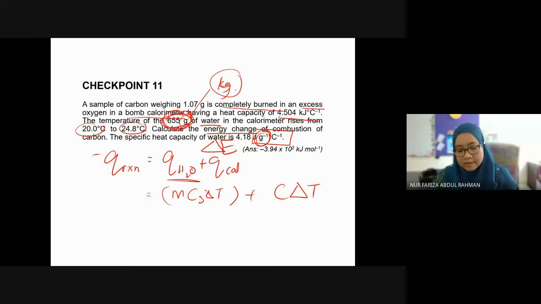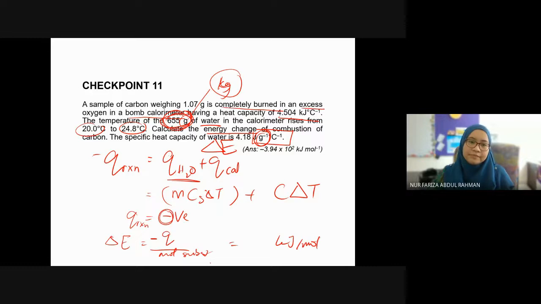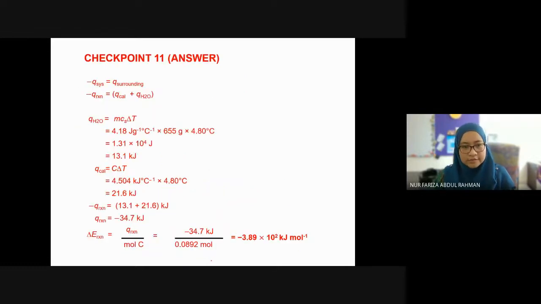Okay, alright. So just put it in, and don't forget you will get the Q reaction equal to a negative value. Right? Don't forget the delta E is equal to Q, so it should be a negative value. Okay, don't forget the negative, guys. Carry the negative. That is also another common mistake. Okay, divided by the mole of substance. So again, you should get kJ per mole. Okay, all right. So this is how you should prepare your answer.